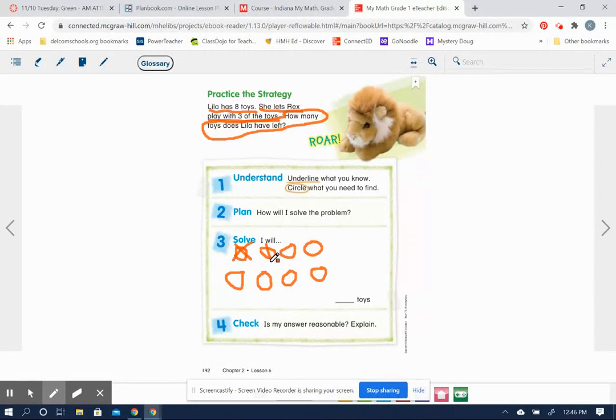1, 2, 3. Now, here's what I need to find out. How many toys does Lila have left? 1, 2, 3, 4, 5. She has 5 toys left. Now, is my answer reasonable? Is this number bigger than what I started with? No. So yes, it is reasonable.